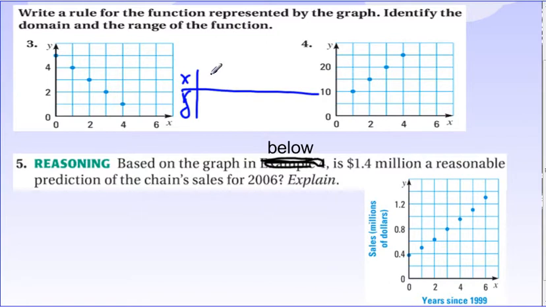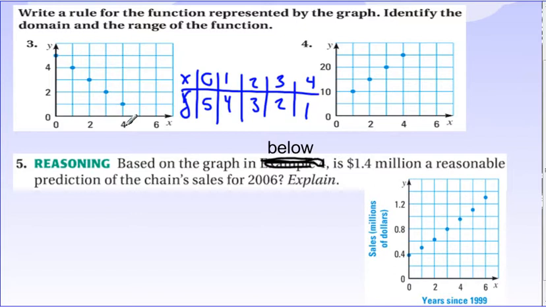So x is 0, y is 5. X is 1, y is 4, x is 2, y is 3, x is 3, y is 2, and then 4 and 1. So as the x's are going up, the y's are going down. Okay?